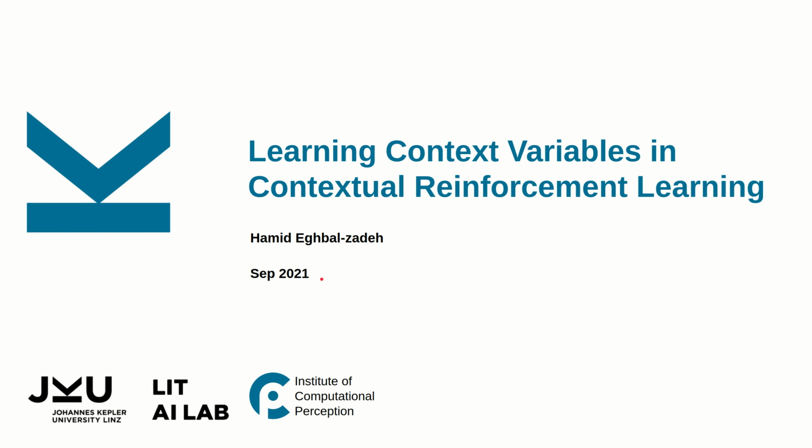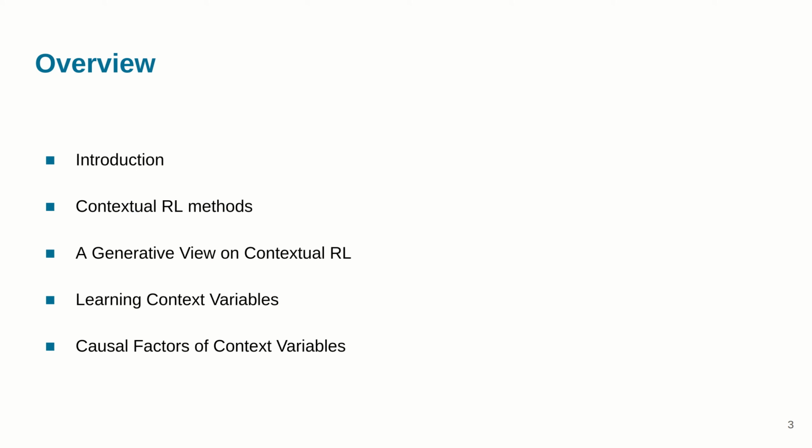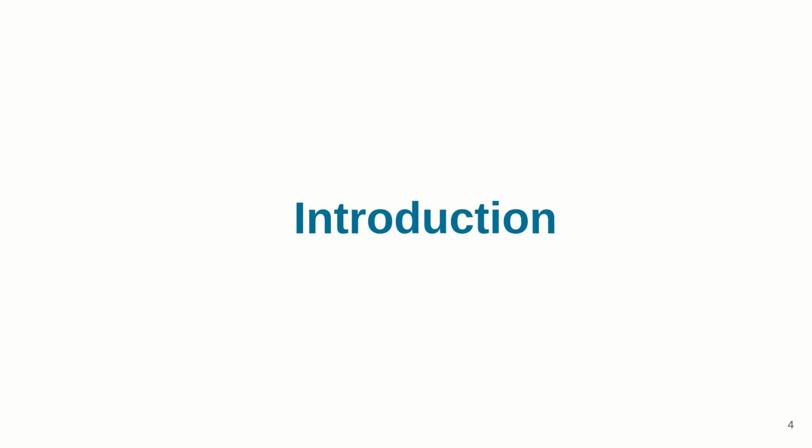Today's talk is about learning context variables in contextual reinforcement learning. I will start with an intro to reinforcement learning, and then I will talk a little bit about contextual reinforcement learning and the related methods. Next, we will have a look at the generative view on contextual reinforcement learning, and we will discuss how we can learn context variables in this context. And finally, we will discuss how we can learn causal factors of the context variable that help us to better generalize.